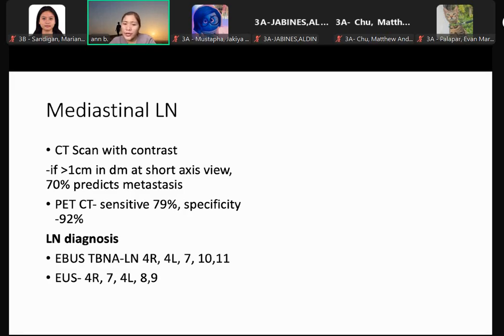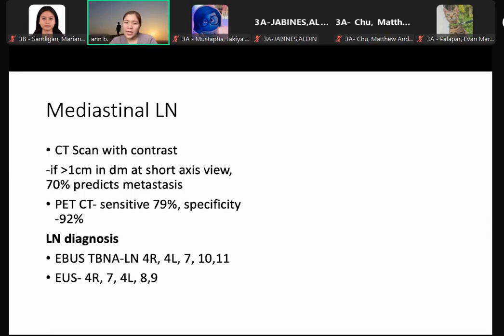Then the station 4 left. So be sure to know what is station 4 left. Station 7, subcarinal, station 10, and station 11. When you say EBUS, these are accessible by EBUS. When we say accessible for esophageal ultrasound, we have the 4R or the station 4 right, station 7, station 4 left, and the station 8 and 9.